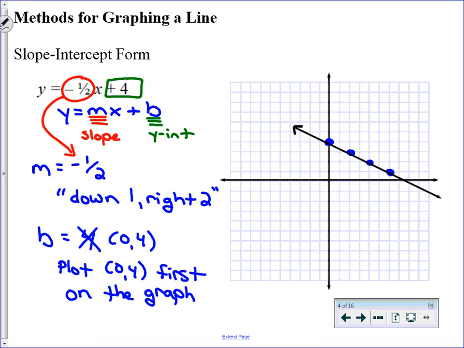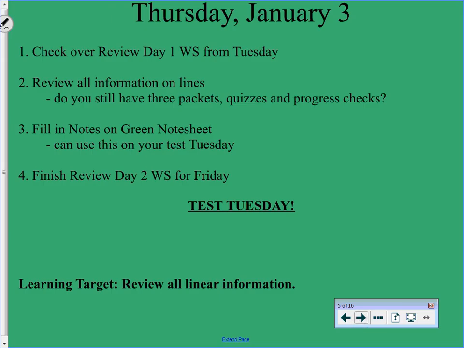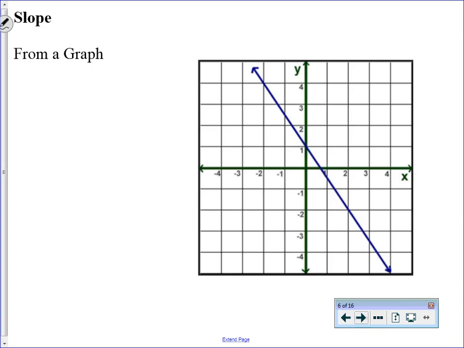And you'll see that we figured out 3 different methods, reviewed 3 different methods on how to graph a line. So if you want, you can stop the video at this point and you can start working on the day 1 review. If you want to keep going, then we are going to start reviewing for the day 2 part of our review for our linear equations test.